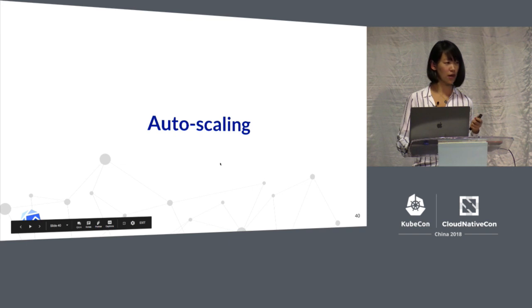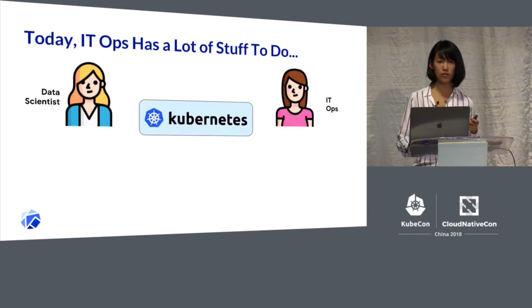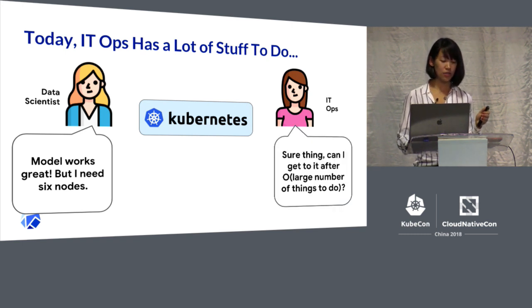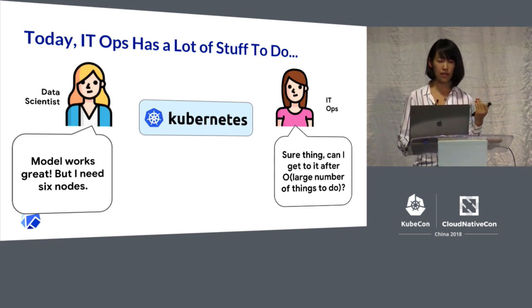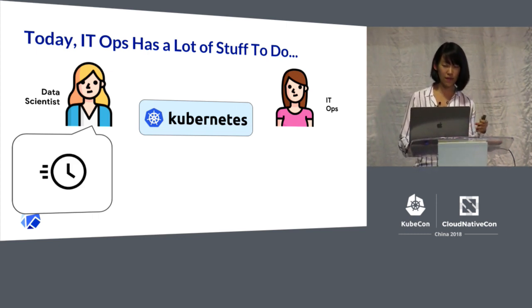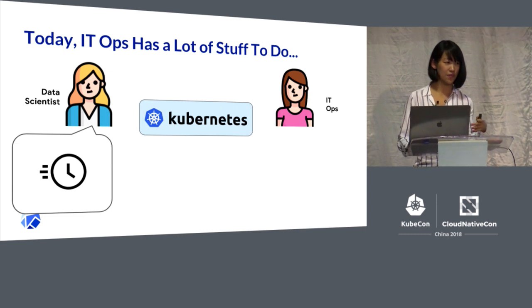So we want to talk about autoscaling. And the reason we want to talk about it is that today, if a data scientist in an organization has a model working, and they want to train things at scale, they have to talk to somebody else in the organization, the IT ops person. So our data scientist says, my model is working great, but I need 6 nodes. The IT ops person is there to help, but she's really pretty busy. So it's going to take some time for this to actually happen. In the meantime, the data scientist is kind of blocked.